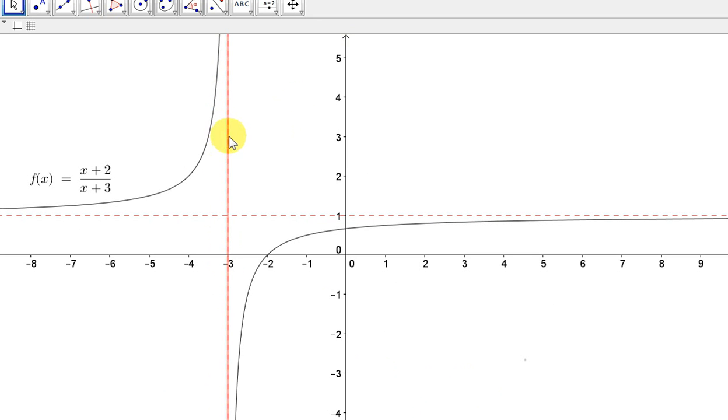This vertical line that acts as a boundary between both parts of the graph of the function is called an asymptote. Since it's a vertical line, it's called a vertical asymptote. Its equation is x equals minus 3.